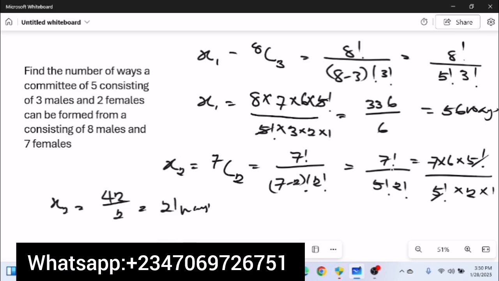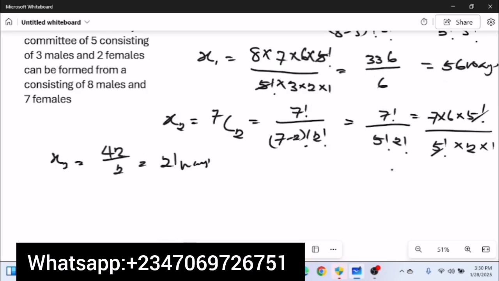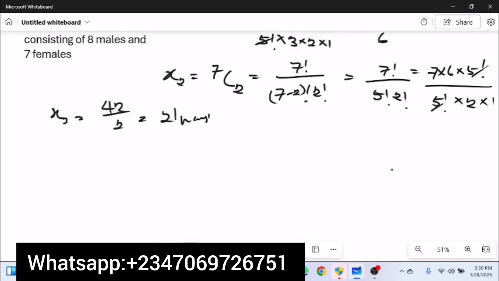All you need to do is multiply x1 and x2 together and you have it. So call the number of ways x. So we simply say x is the number of ways of doing that selection, and that is going to be equal to x1 multiplied by x2. And x1 gives us 56 ways of selecting 3 males from 8 males. So you have 56 multiplied by 21 ways of selecting 2 females from 7 females. So we simply find 56 multiplied by 21, which is 1176 ways.